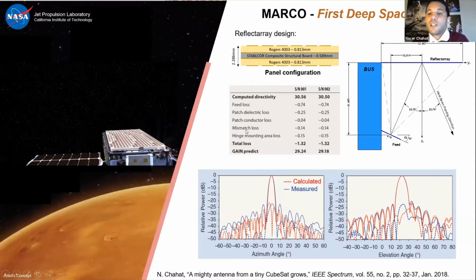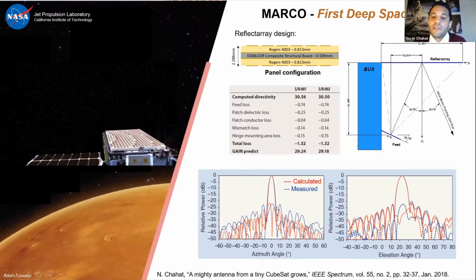And the main contributions are shown here. Obviously you have the feed loss, which is about 0.7 dB at X band, which is pretty decent from a patch array, which is a 2x4 element, circularly polarized. Then you have the dielectric losses from the reflector itself. You also have the ohmic losses, the mismatch loss from the feed, and the losses that are coming from the hinges, because they're taking away some of the area of the aperture of your antenna.